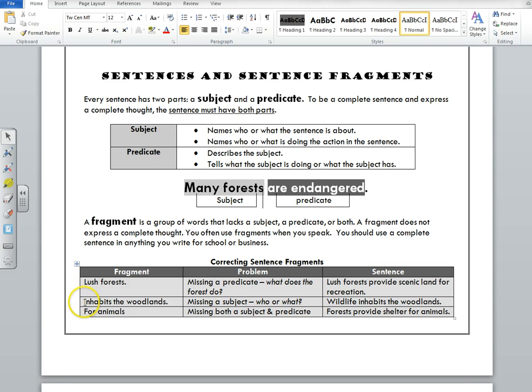Our second fragment, inhabits the woodlands, is missing a subject. Who or what inhabits woodlands? And so we're going to correct it by stating wildlife inhabits the woodlands, and now we have a complete sentence.